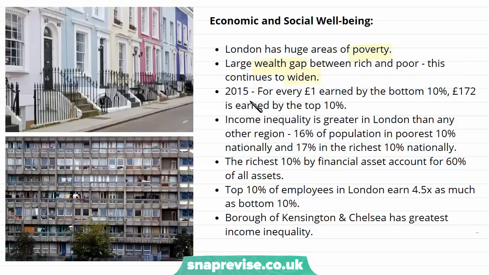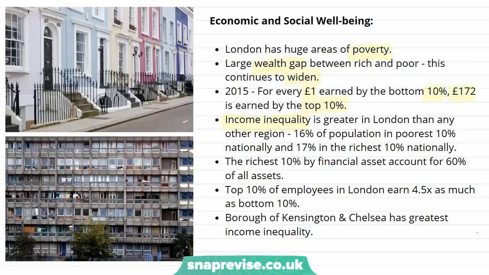So in 2015, statistics were released that showed that for every pound that was earned by the bottom 10% of people living in London financially, £172 was earned by the top 10%. So the top 10% essentially were earning 172 times more than the bottom 10%. So income inequality is much greater in London than in any other region in the UK.